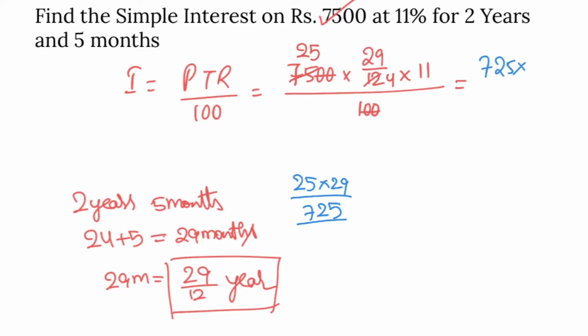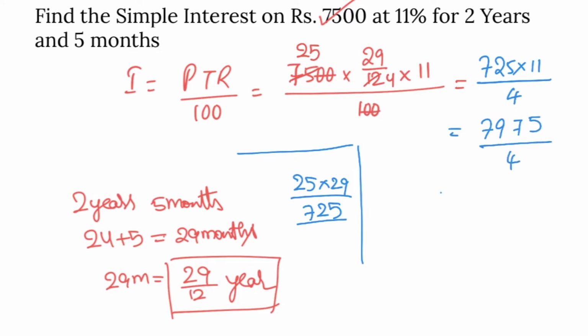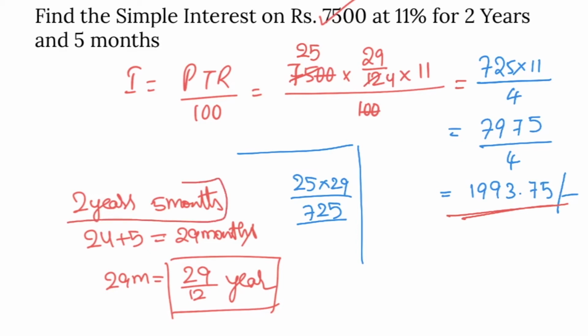725 into 11 divided by 4. 725 by 11 is 11 5 55. 7975 divided by 4. 4 9 times 36, 15. 4 3 times 12. So 1993.75 rupees is the interest. Simple interest is required. Simple interest is 1993.75. 2 years 5 months are equal to 29 by 12 years. Got it?